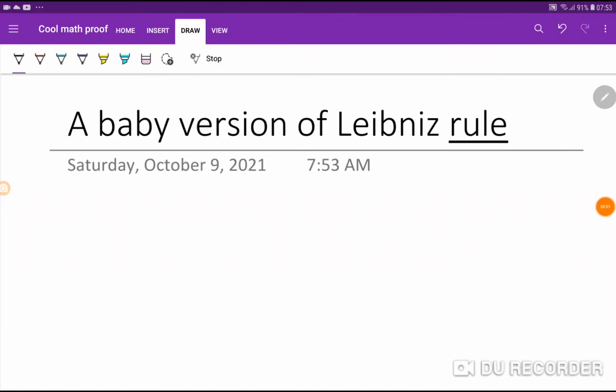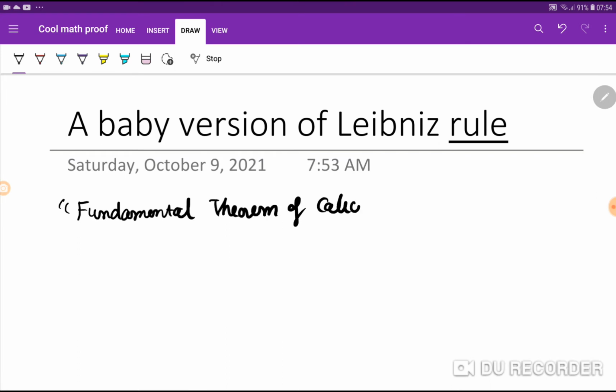Guys, I show you a lot of Leibniz rule, I know. But I just realized that I think there's a more familiar version of Leibniz rule. Some people say it's the fundamental theorem of calculus. Some people say it's just a derivative. But I really want to show you what that is.